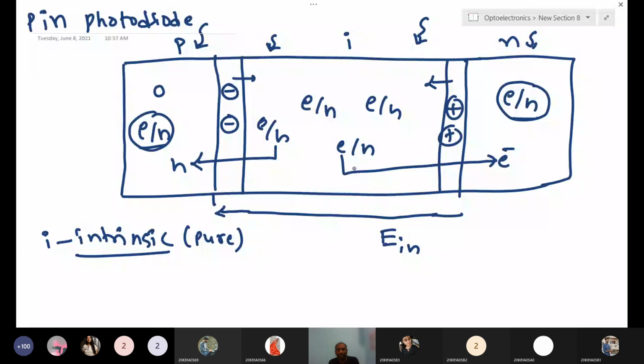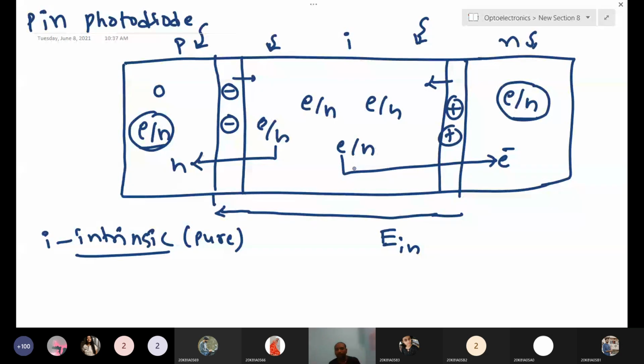By inserting the I layer, the internal electric field also exists throughout the I layer. The electric field is also increasing. So by inserting the I layer, first, the active area, or you can say the depletion region, is increasing, and the electric field is also increasing. Because of this increased electric field, whatever electron-hole pairs are generated in the intrinsic layer are immediately separated. First we generate electron-hole pairs by light; the second step is to separate them.